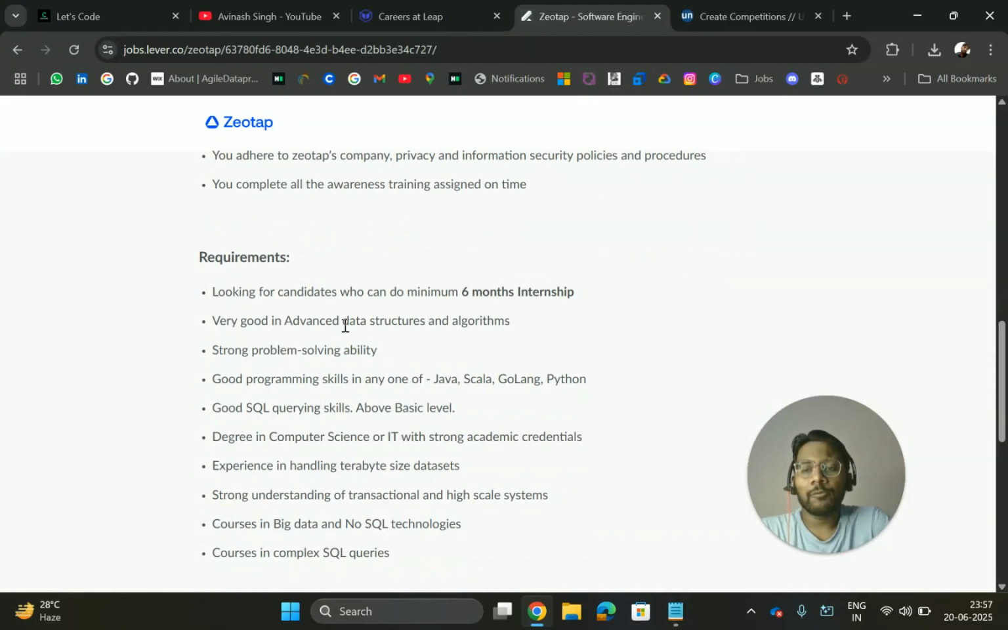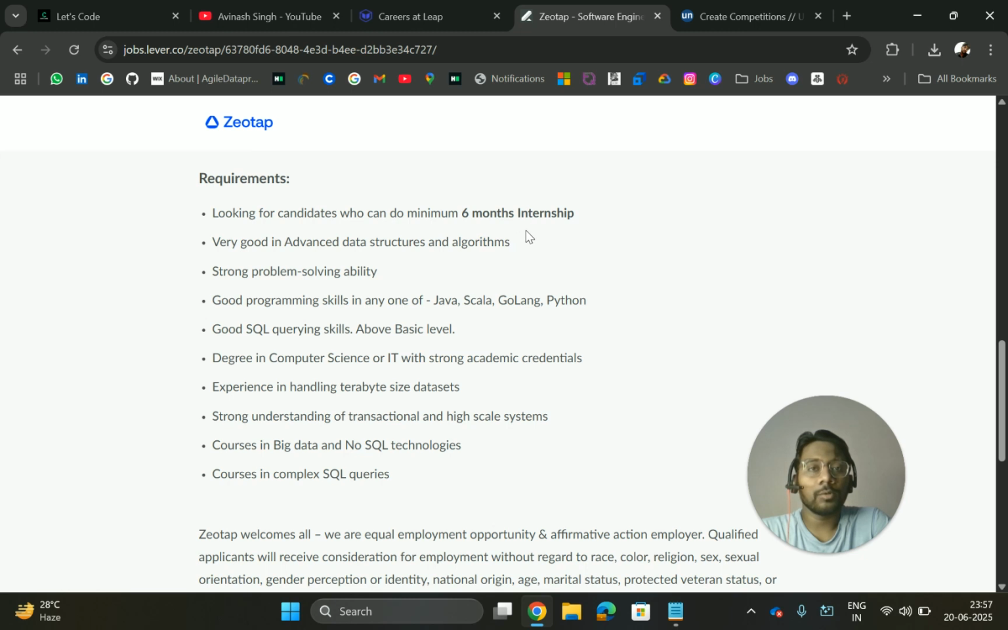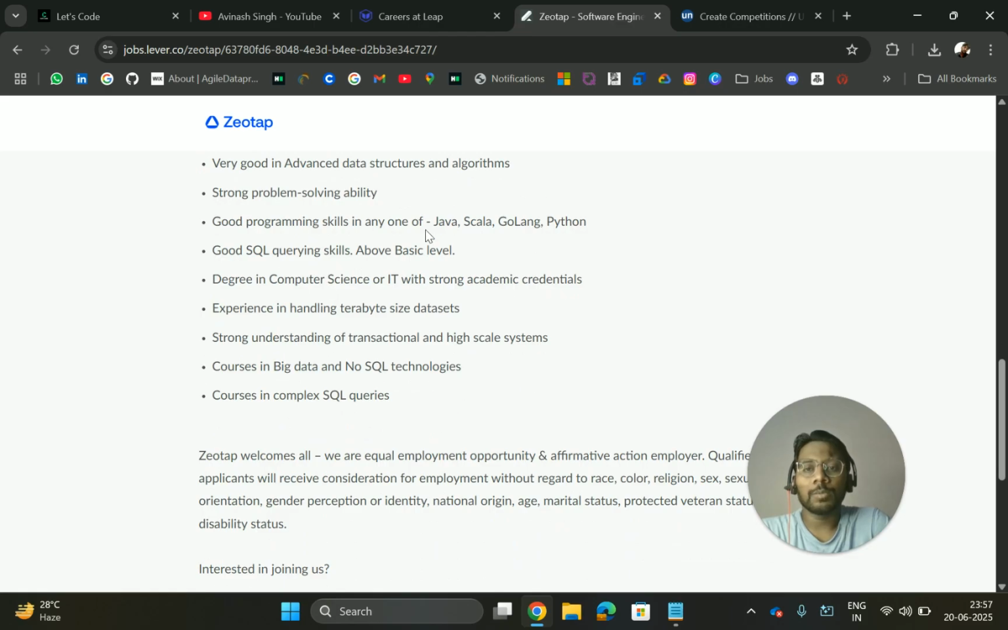Requirements: looking for a candidate who can do a minimum 6 month internship, very good in advanced DSA, strong problem solving skills, good programming skills in Java, Scala, GoLang, Python, and good SQL querying skills above basic level. You should also be good in SQL.